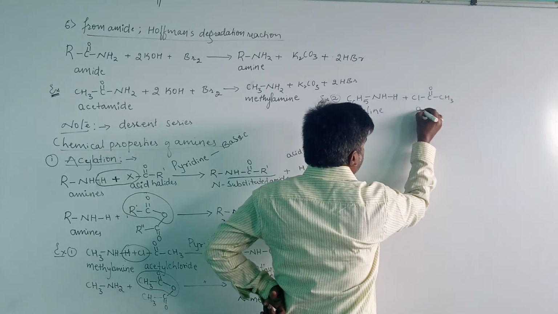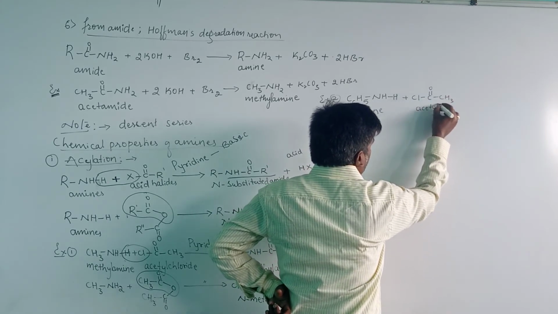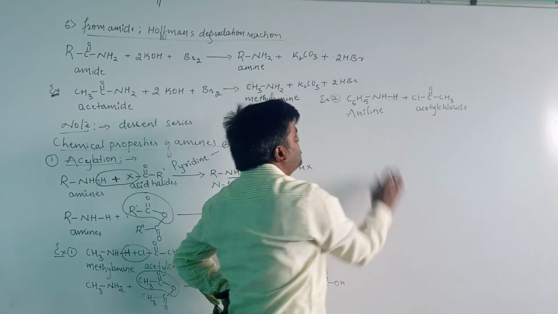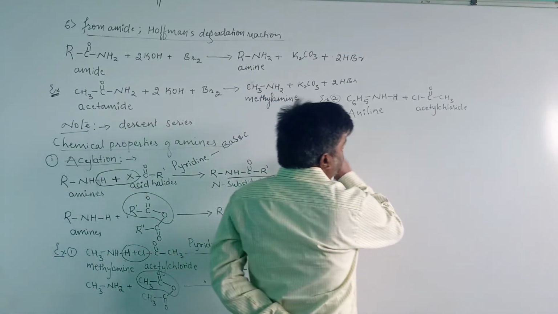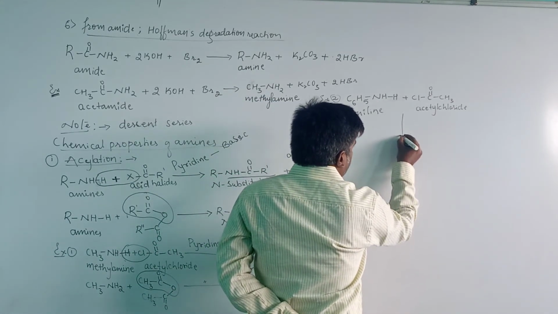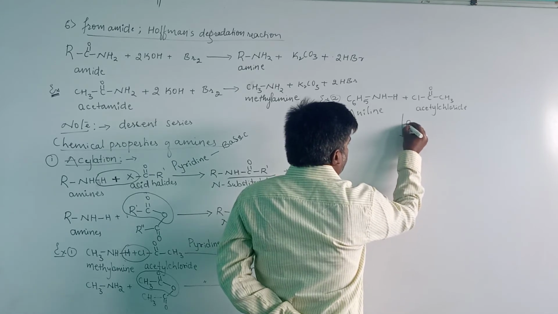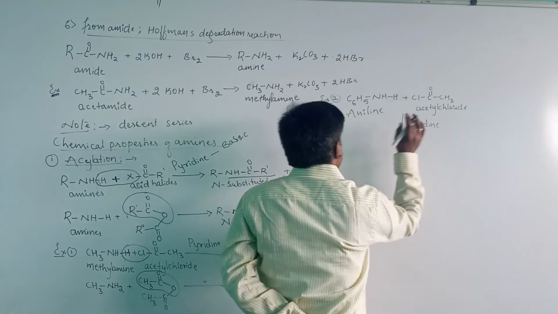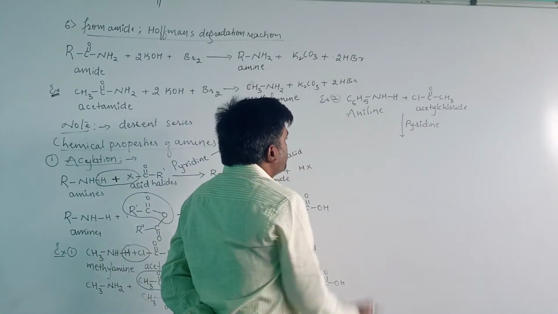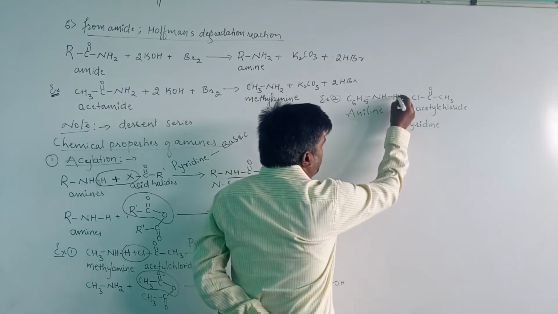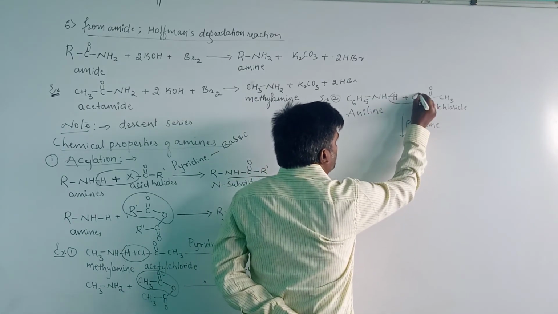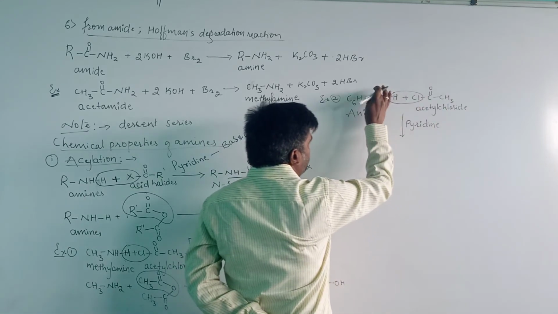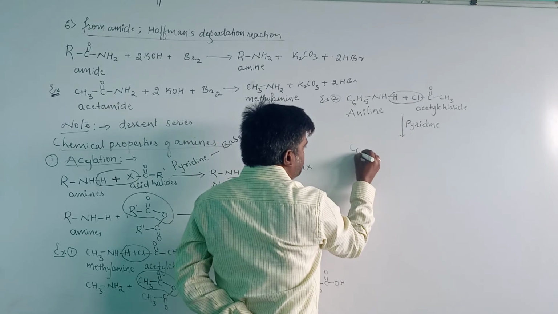The name for this compound is acetyl chloride, and here it is an amine. Then let us see what will happen here. This reaction is carried out in the presence of a catalyst called pyridine. Then one of the hydrogens will combine with the chlorine and get converted into hydrogen chloride, and the remaining part will attach to the nitrogen directly.